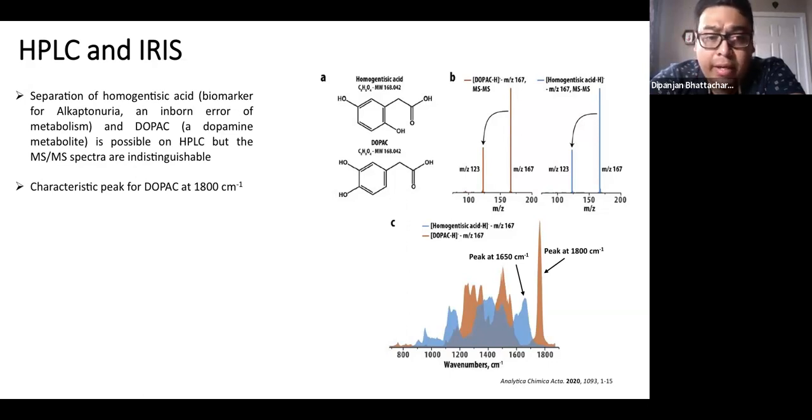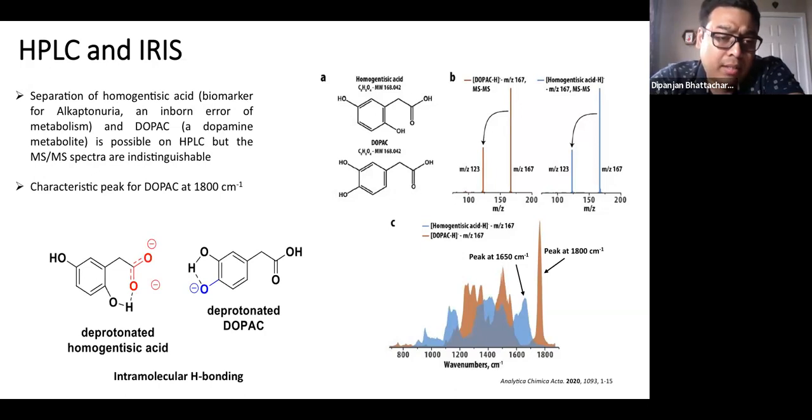DOPAC shows a characteristic peak at 1800 centimeter inverse, whereas homogentisic acid shows a peak at 1650 centimeter inverse. So clear distinction between them. Now, me being an organic chemist, I thought of throwing in some organic chemistry ideas here to actually explain why you see these two differences.